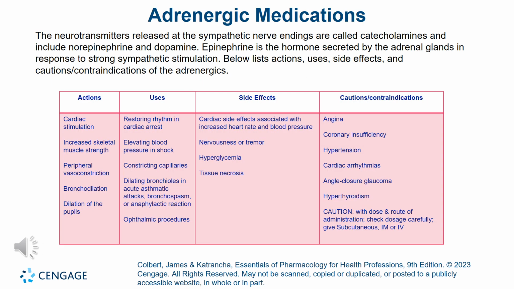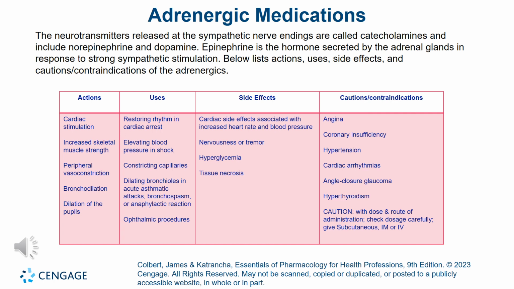Adrenergic medications. The neurotransmitters released at the sympathetic nerve endings are called catecholamines and include norepinephrine and dopamine. Epinephrine is the hormone secreted by the adrenal glands in response to strong sympathetic stimulation. The chart below lists actions, uses, side effects, and cautions or contraindications of the adrenergics. Actions are cardiac stimulation, increased skeletal muscle strength, peripheral vasoconstriction, bronchodilation, and dilation of the pupils.